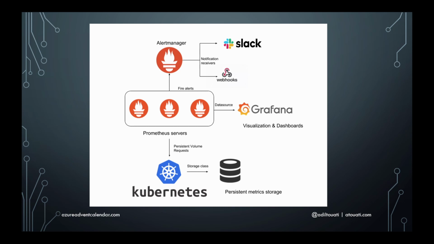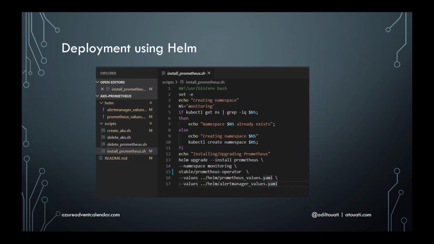And the third component that we will be interested in is Grafana, which will help us visualize and show dashboards. We can build dashboards to have a view on our platform and how it's operating. All right, so we will go through deploying using Helm.